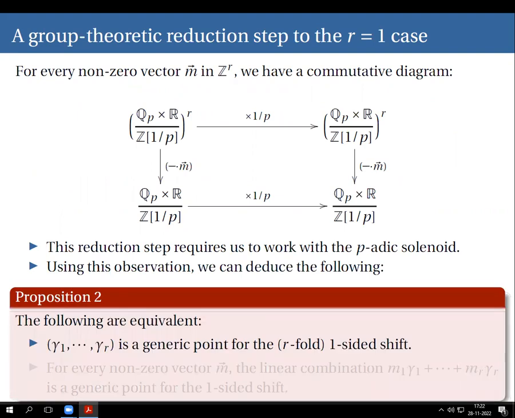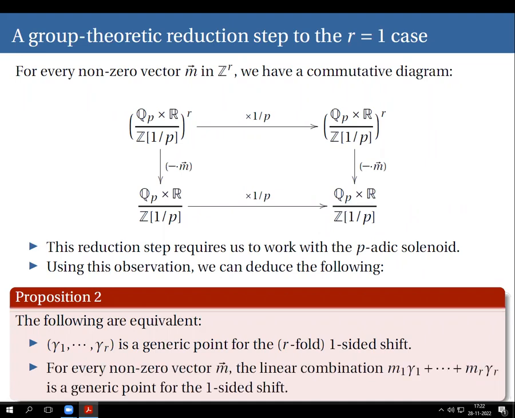Again, I can only look at the Z_p side. So I have gamma 1 up to gamma r. And I want to ask myself, when is it a generic point for the r-fold Bernoulli shift? So you can take a vector m that's non-zero. So m is just a vector in Z to the r.